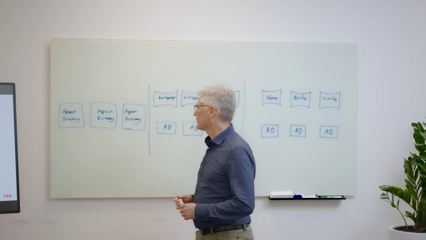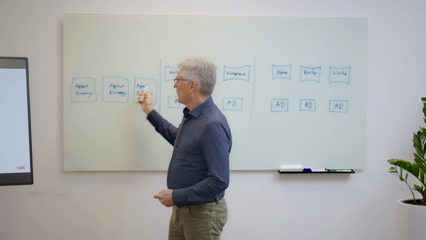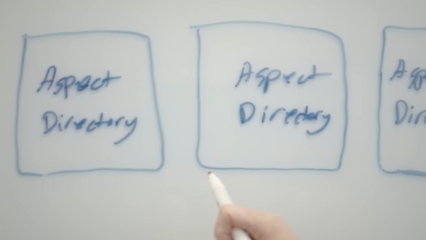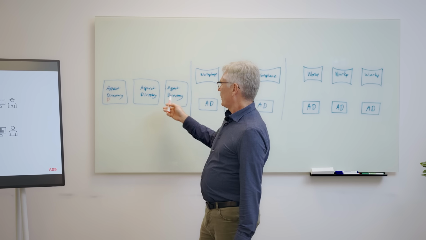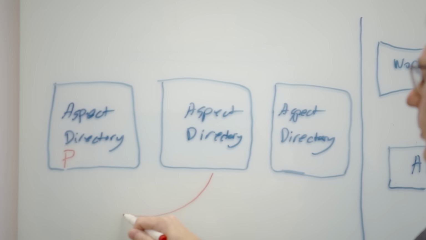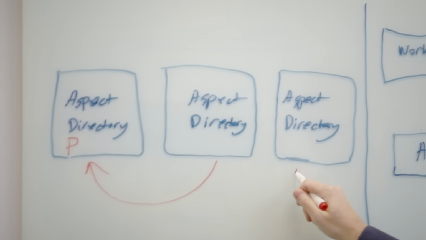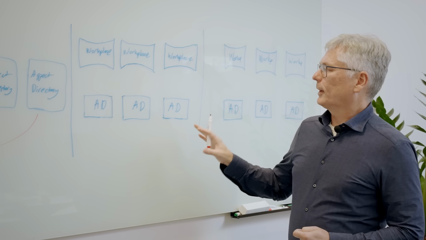The first one is the actual startup of the Aspect Directory. All 3 come up running and they need to decide who will be the primary. Then the secondaries need to synchronize the data, ensure that they share the same view. So this is the initialization phase. Then we move to the next scenario.